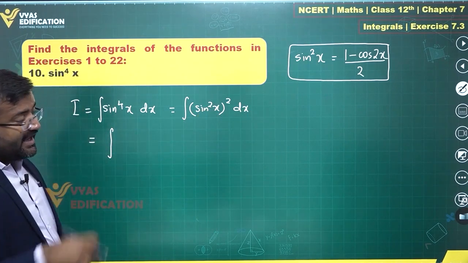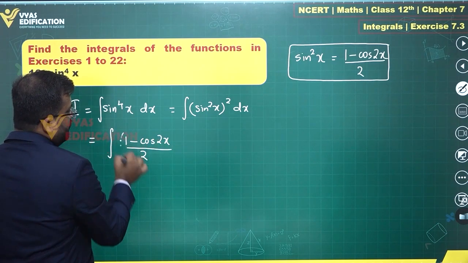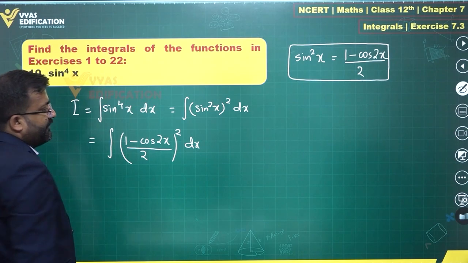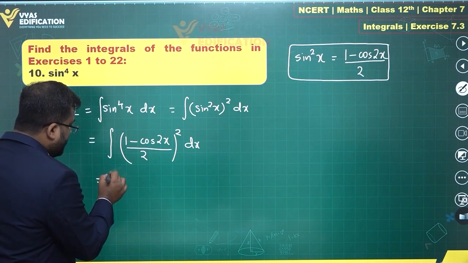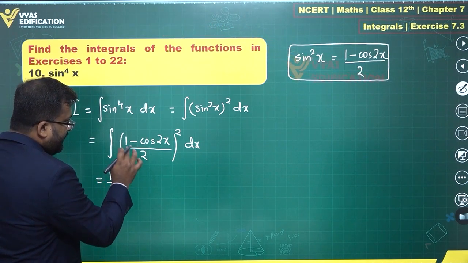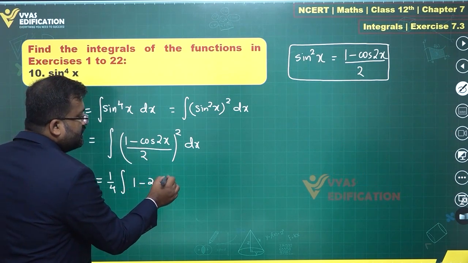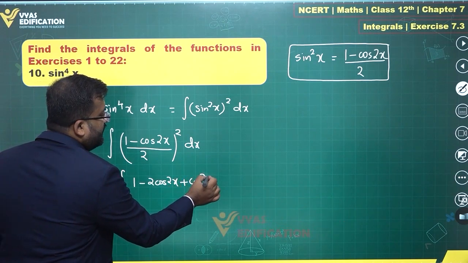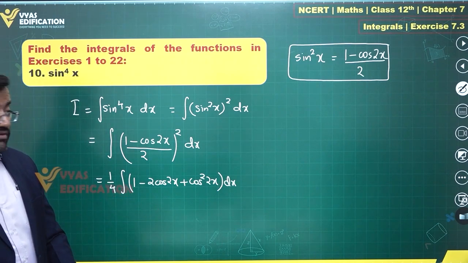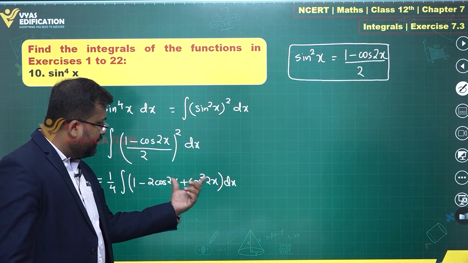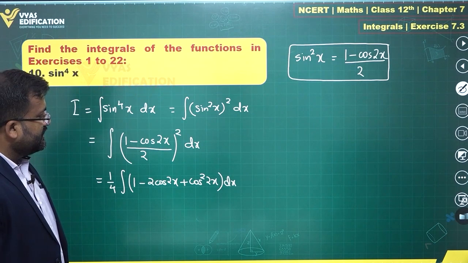This sine square x, I'll write as 1 minus cos 2x upon 2, squared, dx. This denominator 2 will be squared and become a 4, which can be taken outside. The integral will have a minus b whole square, which is a square minus 2ab plus b square, so 1 minus 2 cos 2x plus cos square 2x. Observe this carefully. That's what we have done, and the denominator 2 converts to a 4 and comes outside.